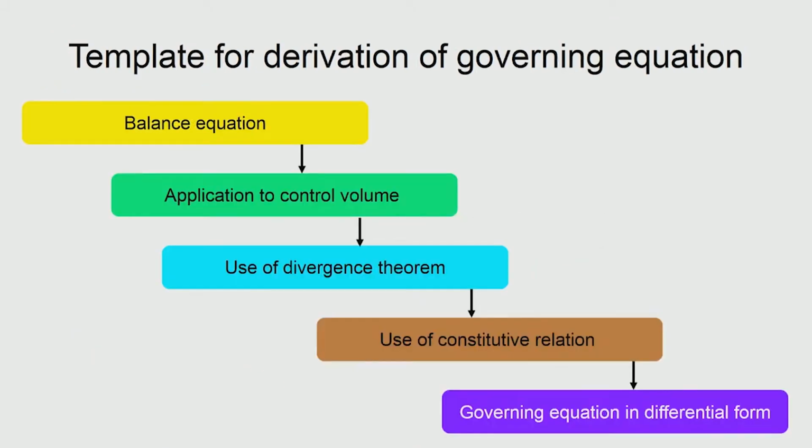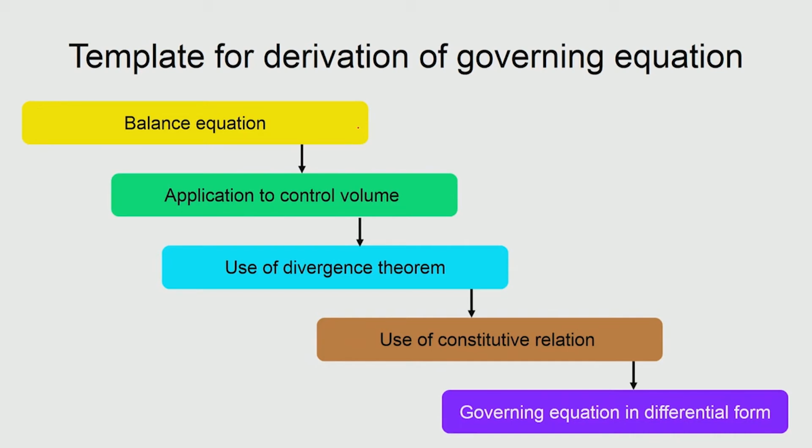Now, we need to have a governing equation derived. So, the template for the governing equation is exactly the same as what we have done for the Navier-Stokes equation, and that is given as follows. So, we start off with a balance equation. For the Navier-Stokes equation we start with the balance of linear momentum. In this case for heat transfer we start with the balance of heat or balance of energy. So, we start with the balance equation, and then we apply this equation for a control volume.